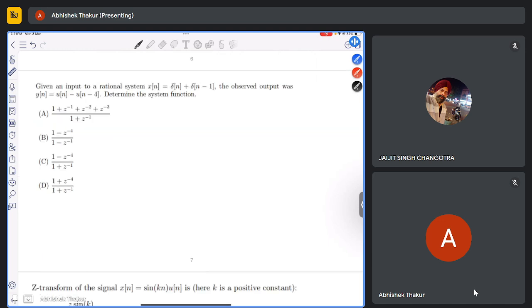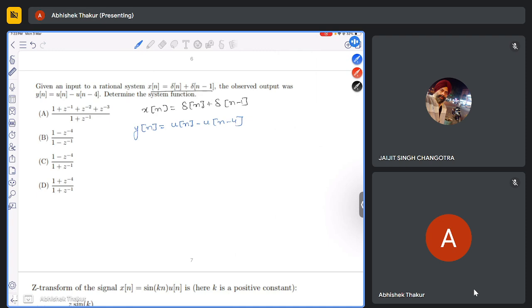So now we'll move on to the next question. Given an input to a rational system, x of n is equal to delta n plus delta of n minus 1. So this is the impulse function. The observed output was y of n is equal to u of n minus u of n minus 4. So we have to find the system function.